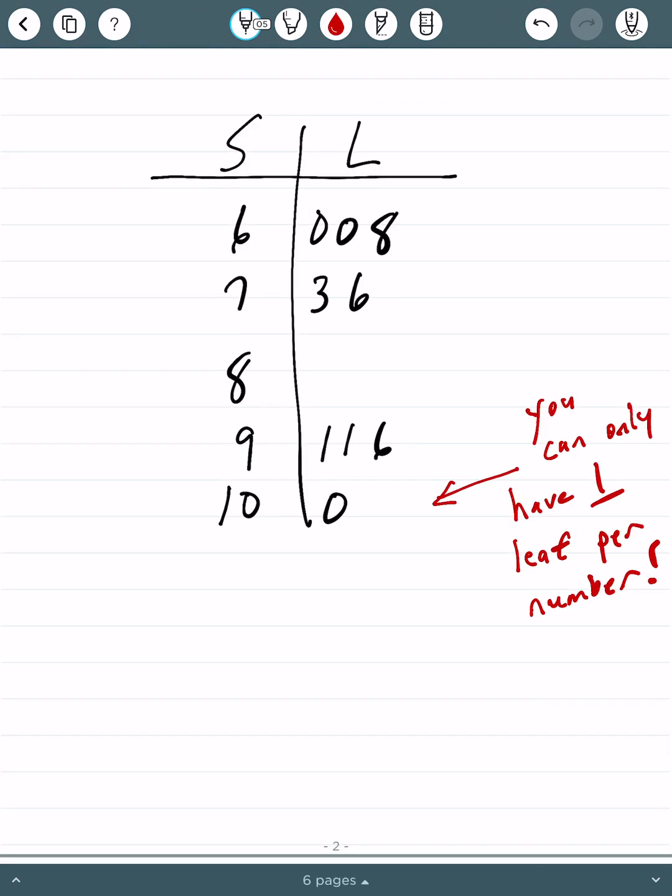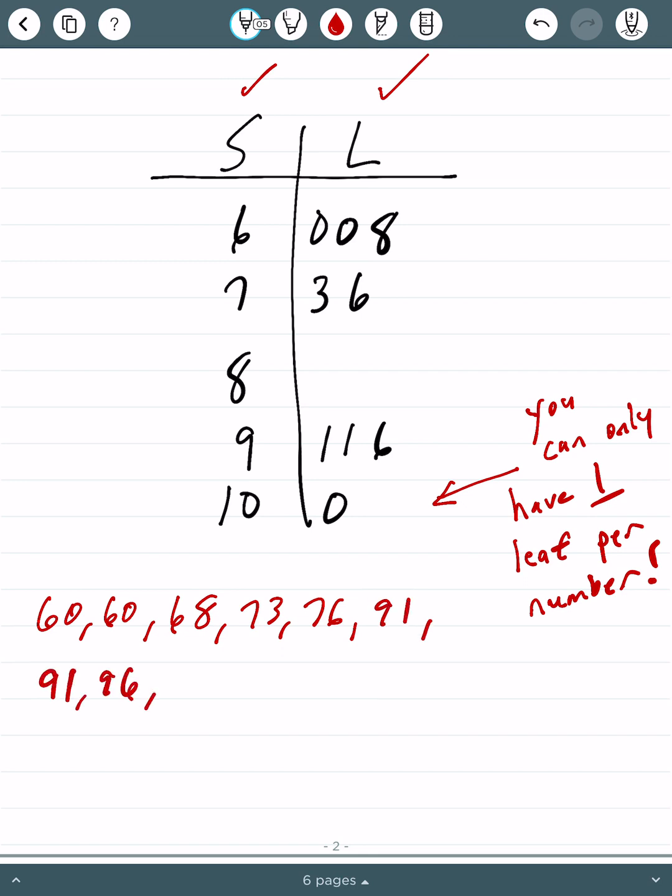Let's look at another one. Here's our stems, here's our leaves. And again, I just want to make sure you understand how to read this, okay? So I've got 60, 60, 68, 73, 76. There's nothing in the 80s, okay? 91, 91, 96.